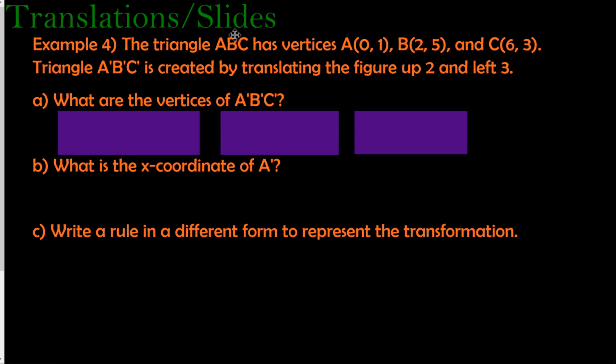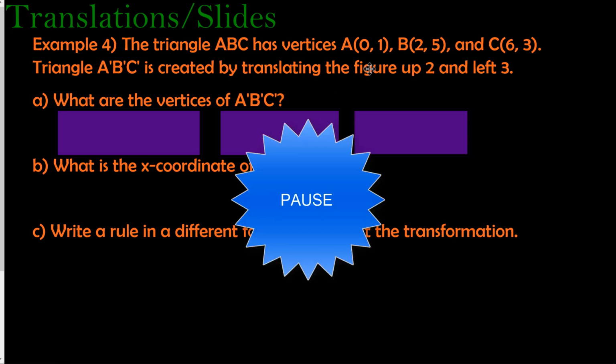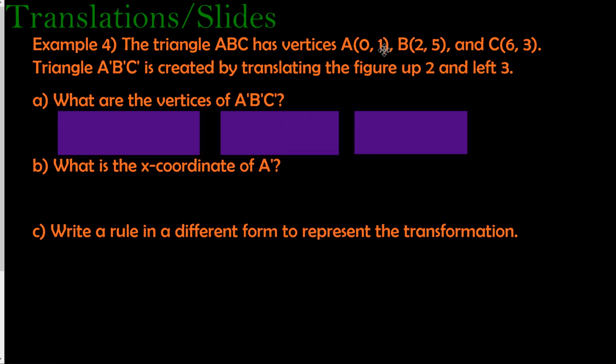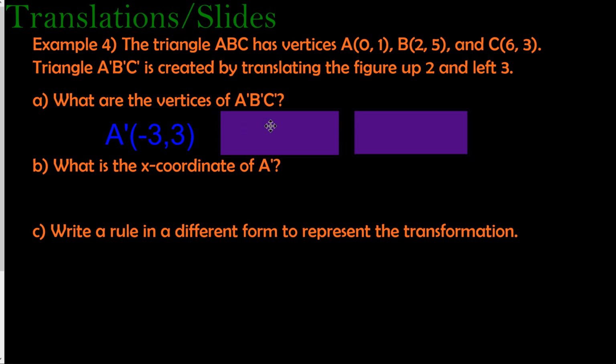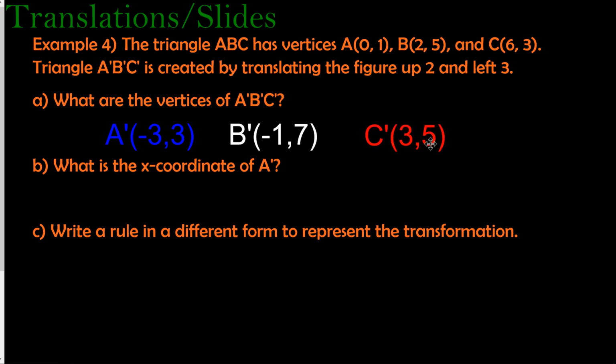Example 4, go ahead and try this one on your own. Be careful with the wording of the question. So we have the figure up 2. That means that every y coordinate is going to go up 2. So this 1 becomes a 3. And then to the left 3, that means we're going to subtract 3 from every x coordinate. So A becomes negative 3, 3. B therefore becomes negative 1, 7, because we're taking down 3 from 2, and then up 2 to the 5. And then C becomes 3, negative 5.